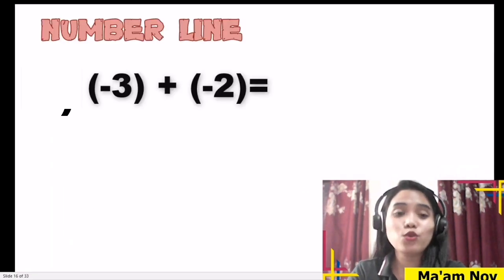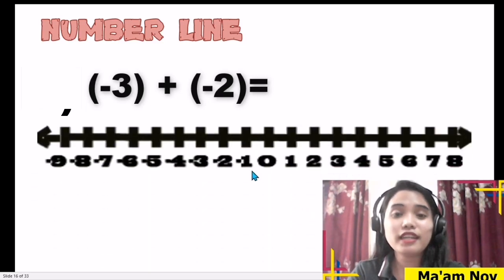So, we have number 2. Negative 3 plus negative 2. So, we will use again the number line. So, saan tayo mag-start? Kay negative 3. So, we will put a dot here.